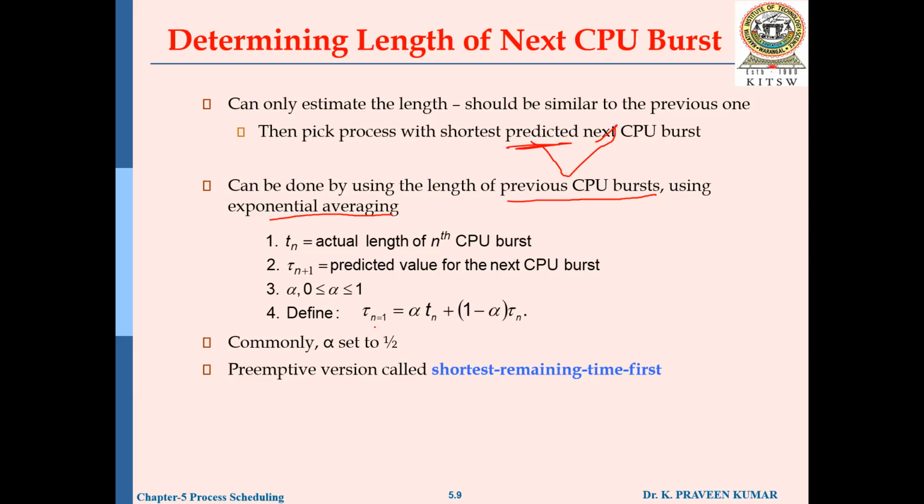So how are you going to do that? This is your formula: tau n plus 1 is equal to alpha t n plus 1 minus alpha tau n. Here t n is the actual length of the nth CPU burst, tau n plus 1 is the predicted value for the next CPU burst, and alpha is generally between 0 and 1. Generally we take it as half. This preemptive version we call shortest remaining time first, so shortest job first becomes shortest remaining time first.